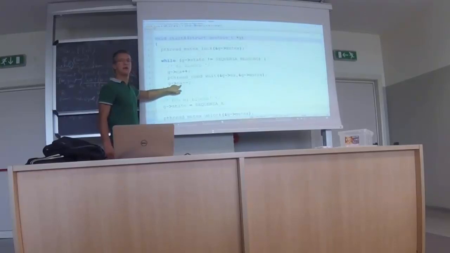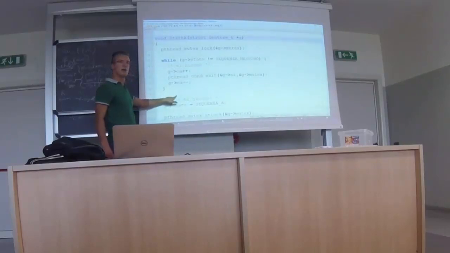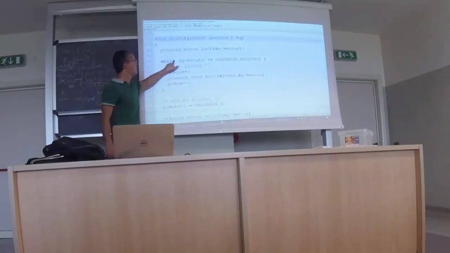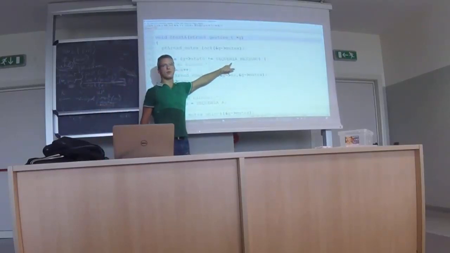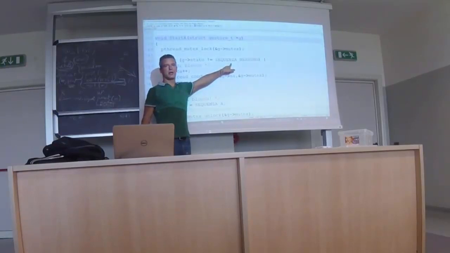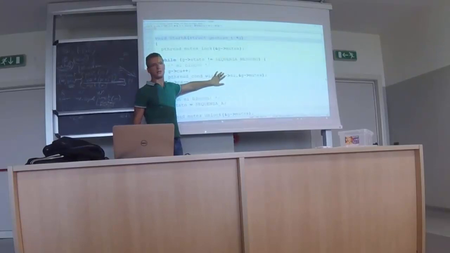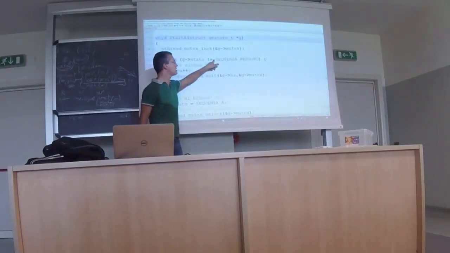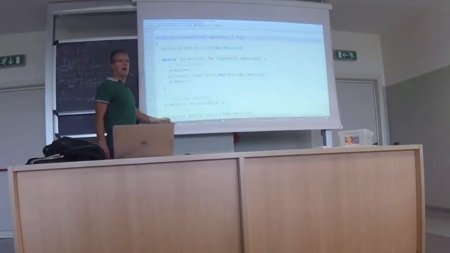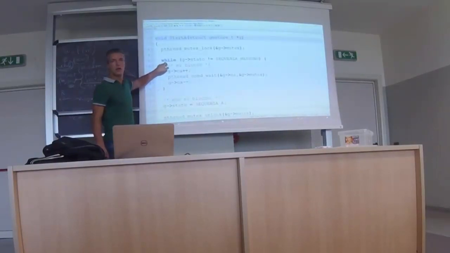I decrease by one the number of blocked tasks, but I don't continue right away. What do I do? I recheck whether I'm still in sequenza nessuno or not. If I'm not in sequenza nessuno, I block again. If I am in sequenza nessuno, then only then am I allowed to continue. While here, not if.